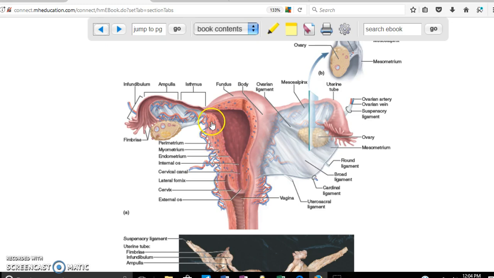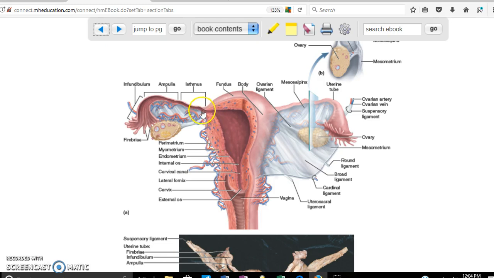Right here, we have the uterus. The uterus has the bottom, which is going to be the cervix. The top is the fundus, and the middle is going to be the body. The body has three layers. The outside is the perimetrium, the middle is the myometrium, the inside is the endometrium.